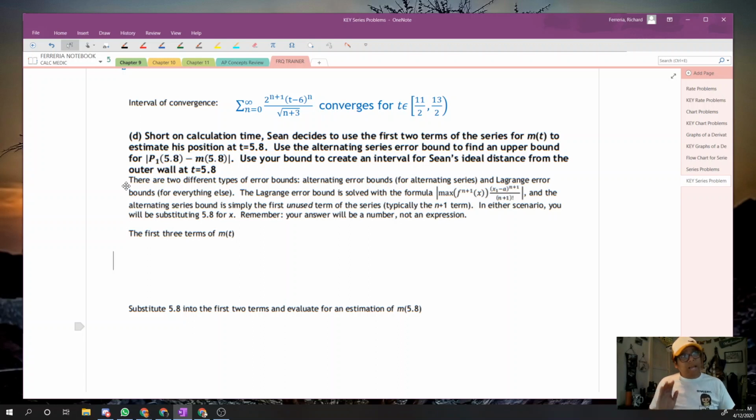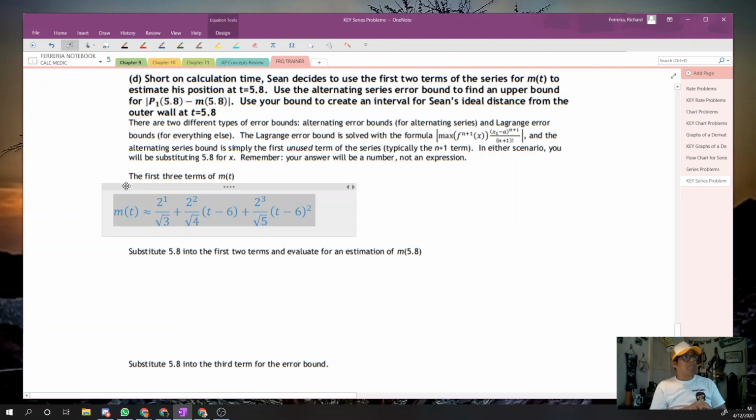Now, as you do this one, you've got to be aware that you're doing a problem that has to do with error. So even though it says to use the first two terms of the series, you really want to look at the first three terms, because in an alternating series, the error is that third term. So I'm going to write the first three terms of m. Here they are.